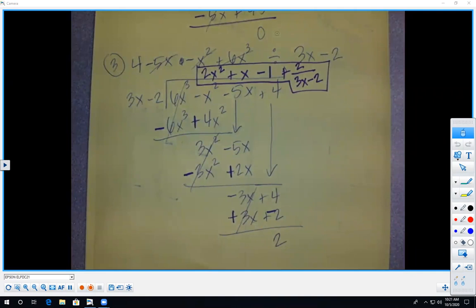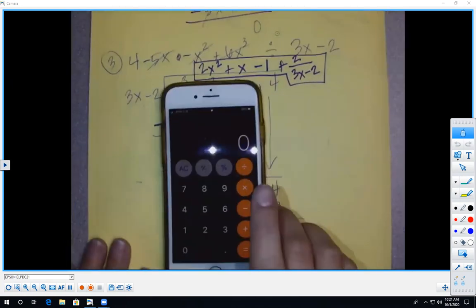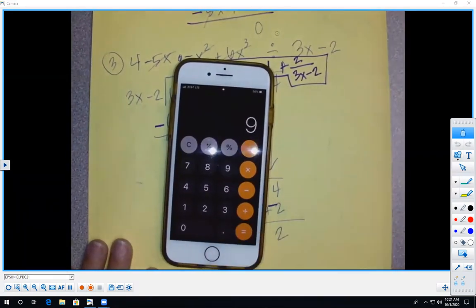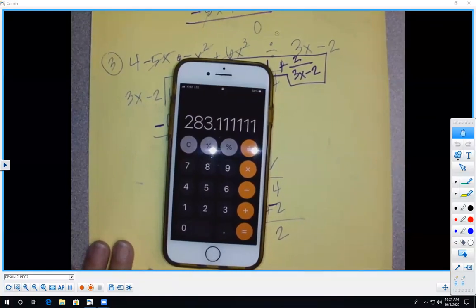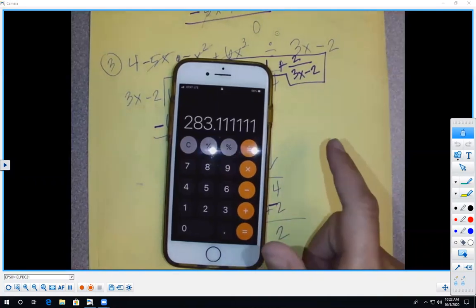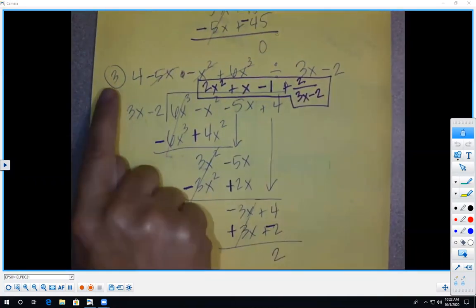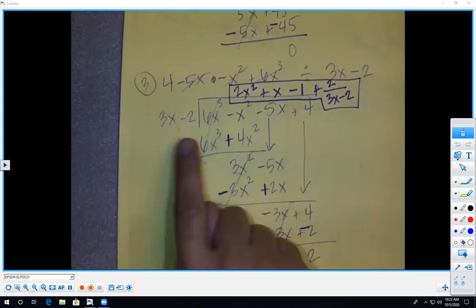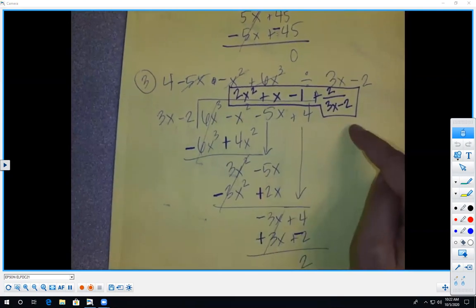When it has a remainder, it means that the divisor is not a factor of it. And that's something you know with numbers. If I took the number, I don't know, 2,548, and I divided it by 9. Is it divisible by 9? No. Why not? Because it has a remainder. That's something you already know because you do that all the time with numbers. So this big long polynomial, 6x cubed minus x squared minus 5x plus 4, does not factor into 3x minus 2 times something because it has a remainder.